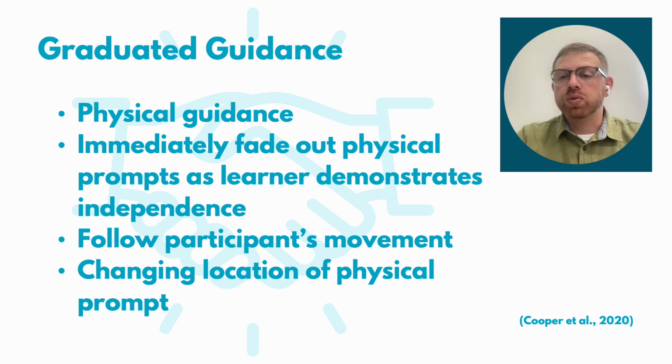The most intrusive level of graduated guidance you could think about might be like a hand over hand. A less intrusive aspect of graduated guidance would be where we might change the location of that physical prompt from hand over hand to now maybe it's the wrist, maybe it's a part of the forearm, and now maybe it's the elbow, and maybe it's the back of the arm, right? So with graduated guidance, we're immediately trying to fade out as the learner shows that they're ready, and we're doing that by changing the location of where that physical prompt is.